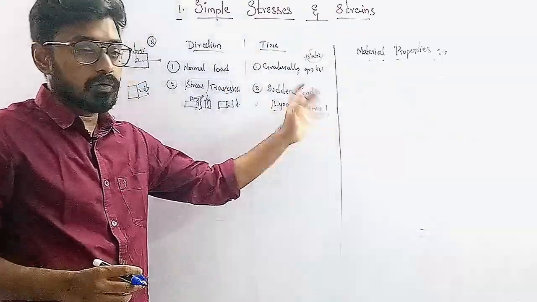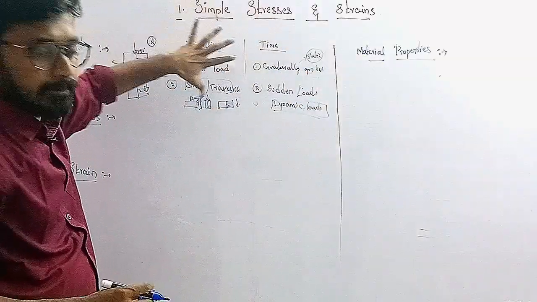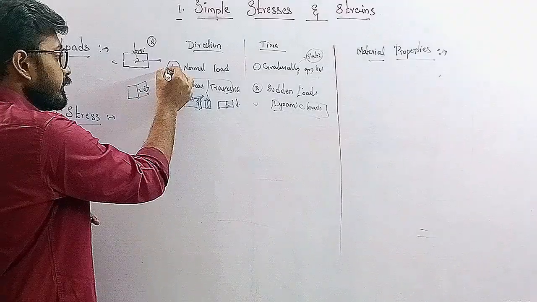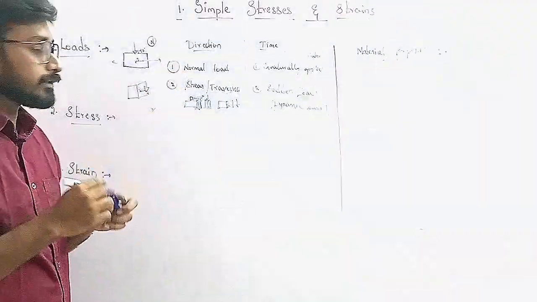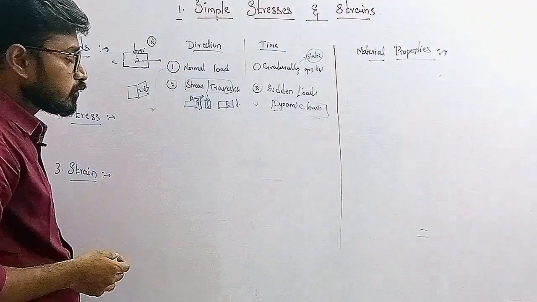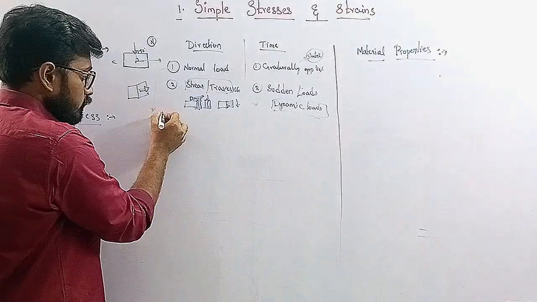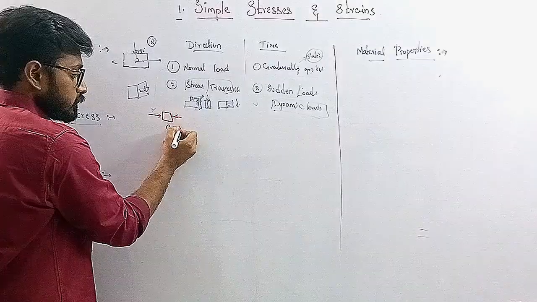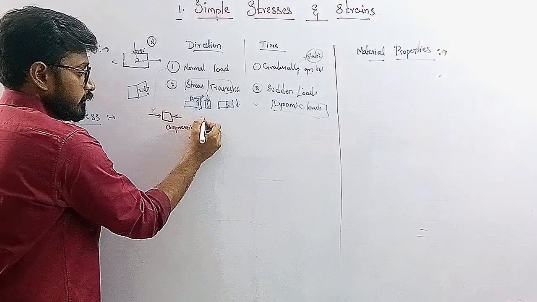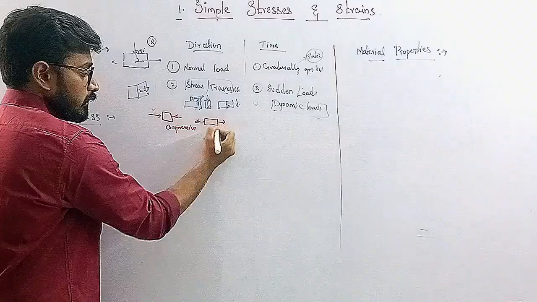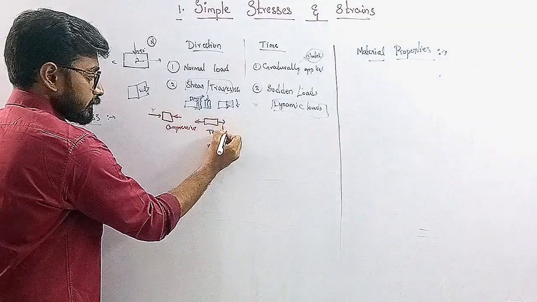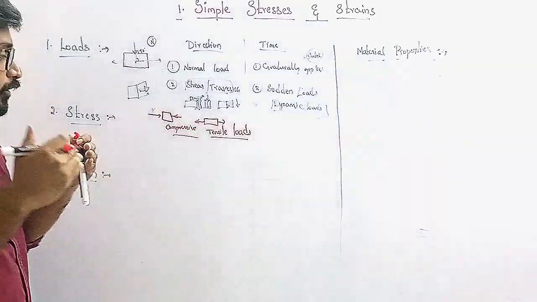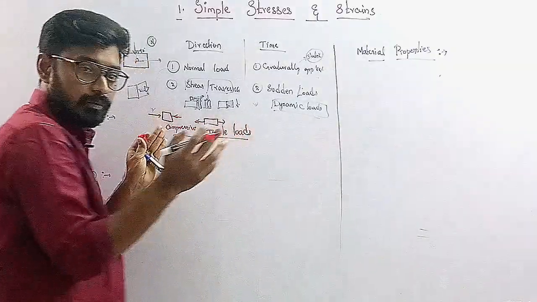So, these are called sudden, impact or dynamic loads. Sometimes they are also classified as moving loads, but for the time being we need to know about normal loads and shear loads. Normal loads are again classified based on direction. If they act towards the body, they are called compressive loads. If the normal loads act away from the body, they are called tensile loads.